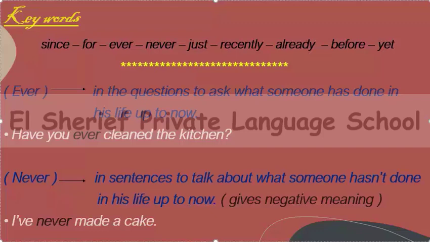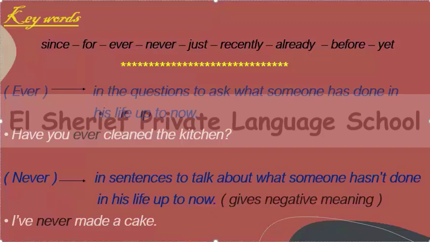We use it in questions to ask what someone has done in his life up to now. Like in this example, have you ever cleaned the kitchen? Did you do this thing before or now? Have you ever done it? Okay, so ever comes in the questions.